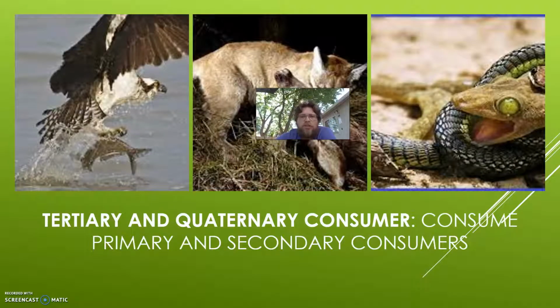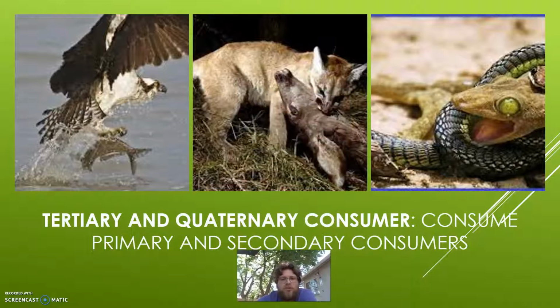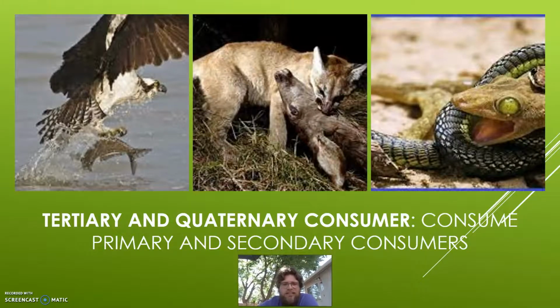Next are tertiary and quaternary consumers. These are the top dogs of the ecosystem. They're eating primary and secondary consumers, the things that are eating things that are eating things. Large birds of prey like osprey eat fish that are eating smaller fish that ate algae. Mountain lions are eating deer. Snakes are eating lizards that ate insects. So there are multiple levels of consumption and energy transfer going on.